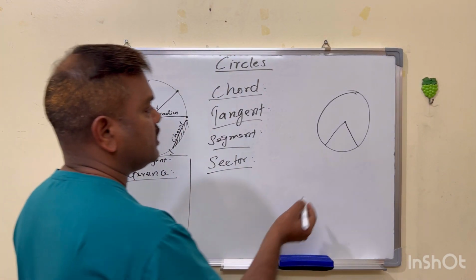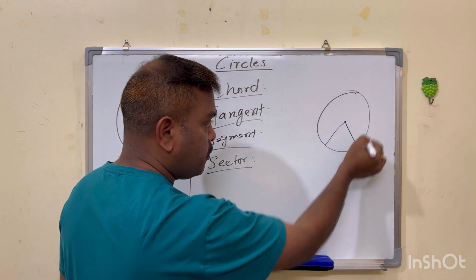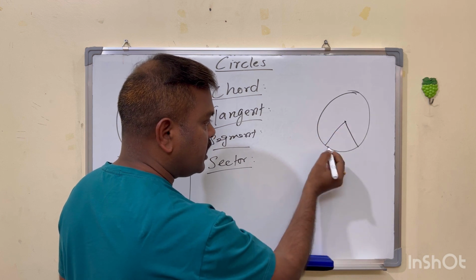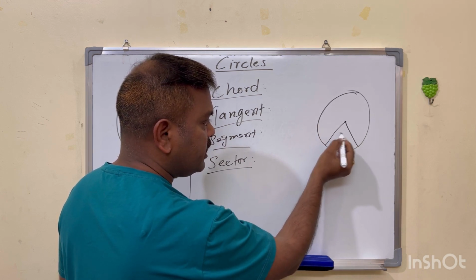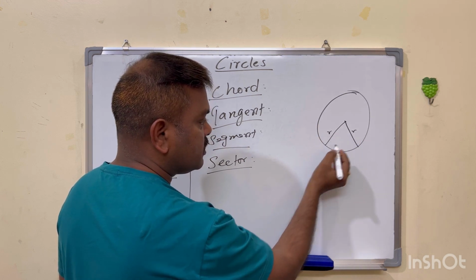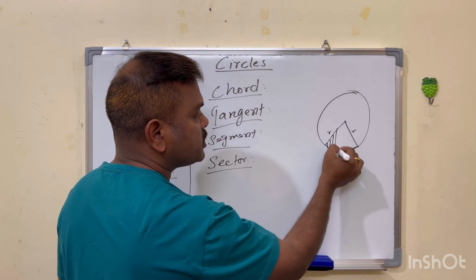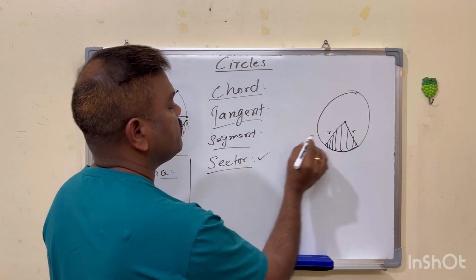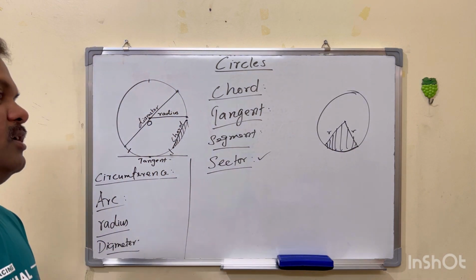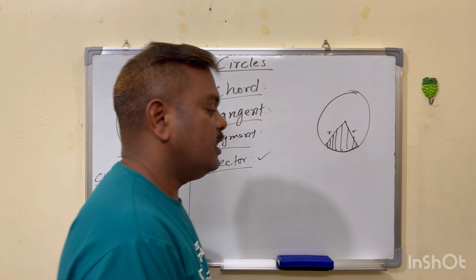A portion of a circle enclosed by 2 radii. This is one radius, this is another radius, and one arc. So this portion is called a sector of the circle. Understood? Sector. Next one, semicircle.